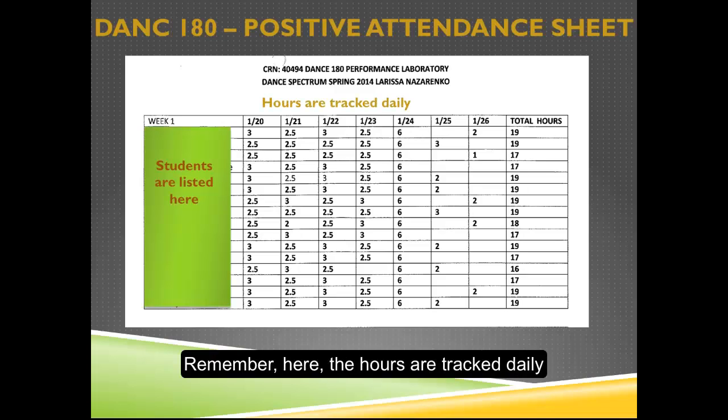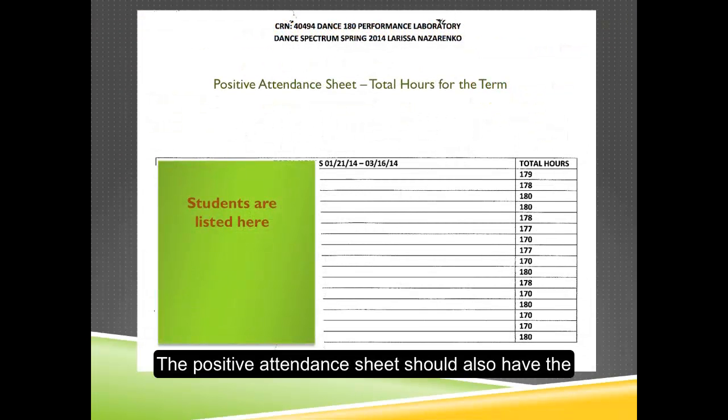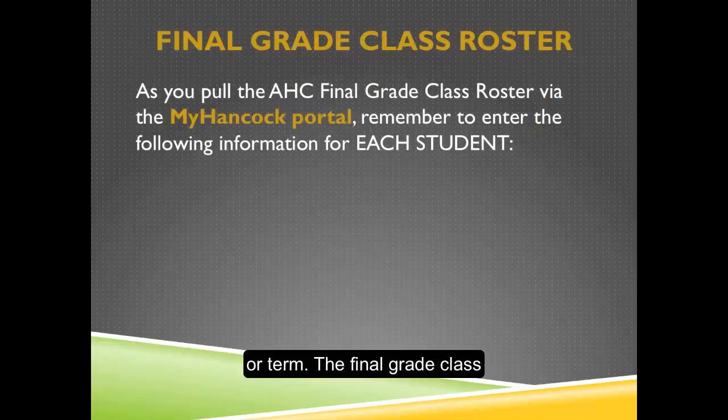Remember, here the hours are tracked daily, and at the end of the week, there is a tally of the total hours for that week. The positive attendance sheet should also have the total hours for the term. In other words, the total number of hours completed by each student at the end of the semester or term.